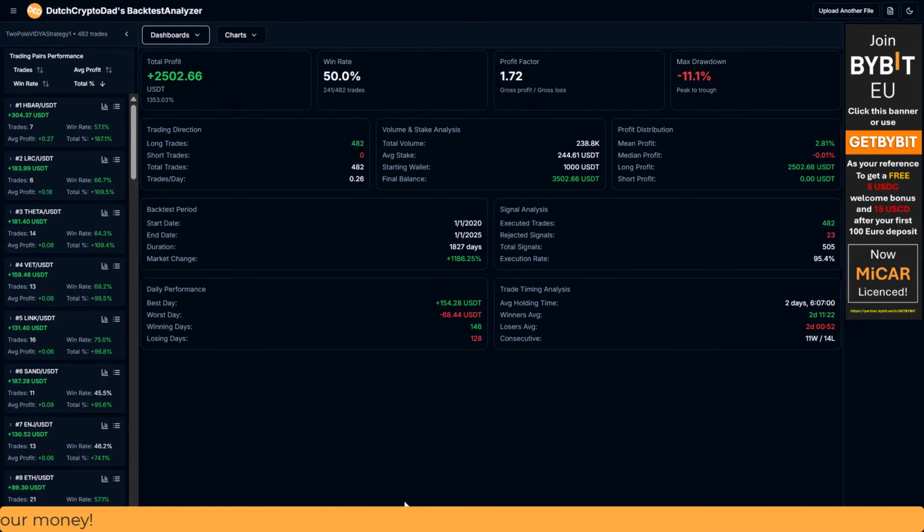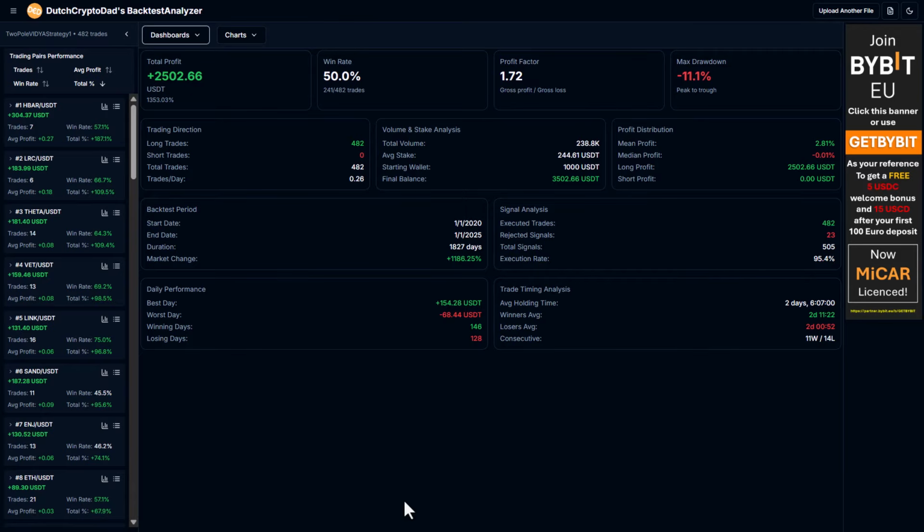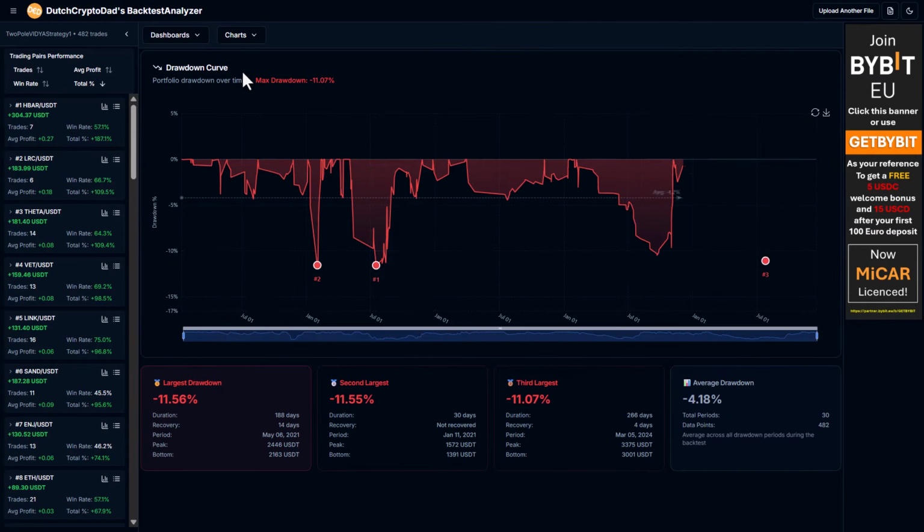On the 4-hour time frame, the raw total profits of this strategy is $2,500 with a 50% win rate and a profit factor of 1.72. But to achieve this, you'll have to make 482 trades. One very nice feature of this trading strategy is that its maximum drawdowns are always around 11%, which is pretty good for a swing trading strategy in my opinion.